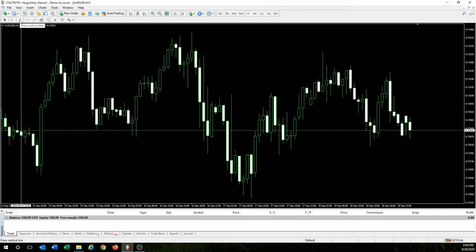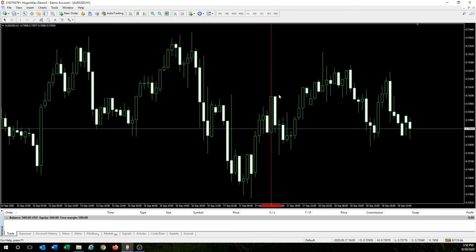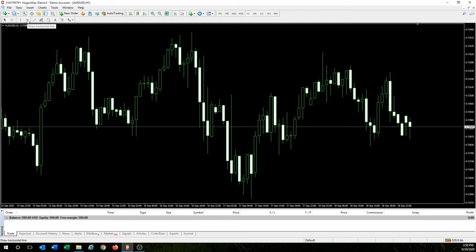Then let's look at this next button here. This is a vertical line. You can draw vertical lines if you want, but I'm not really going to be using that. Then right click, back up here, looking at this menu. This is the horizontal line tool. That's how I drew this line.